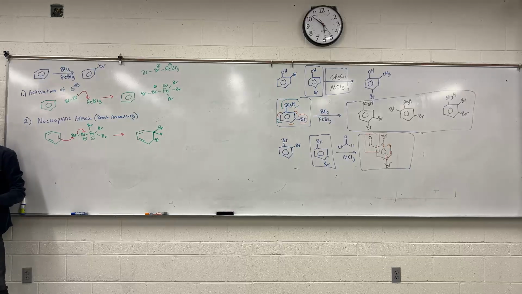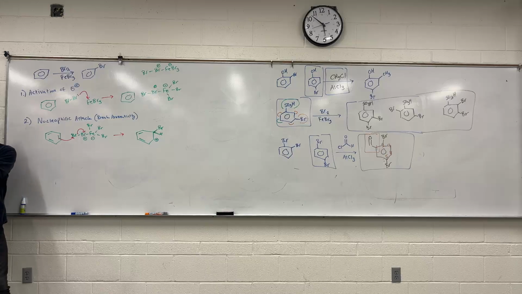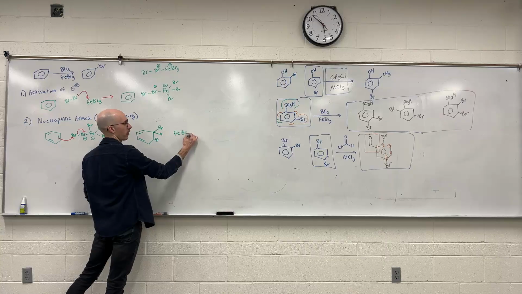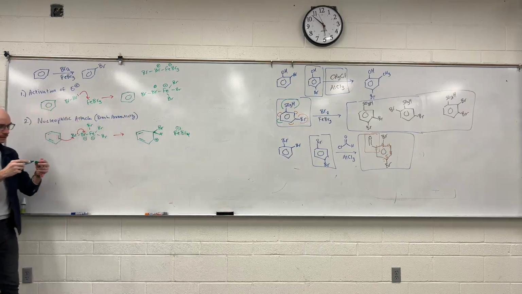The second reason I'm going to encourage you to draw it, sorry, thinking. That's an sp3 hybridized carbon. That carbon will never be involved in the resonance forms in this sigma complex. So by drawing explicitly that you have Br and H, you won't try to put a positive charge on that carbon. Okay, and my other thing here, FeBr4 minus.